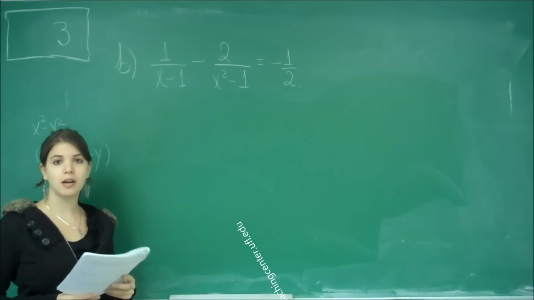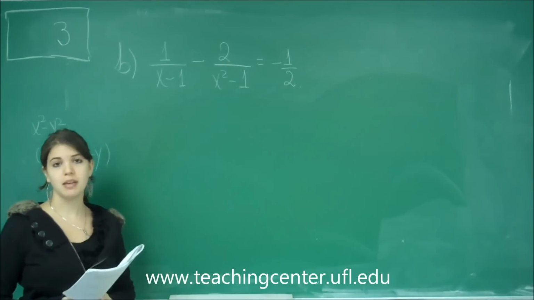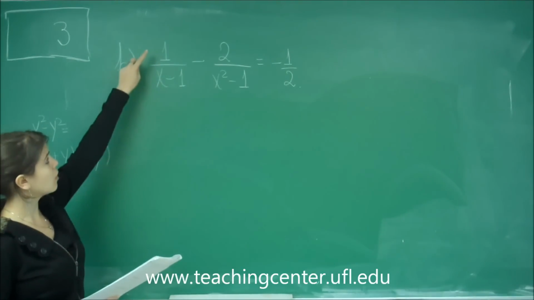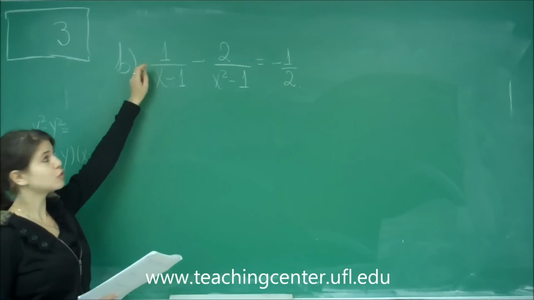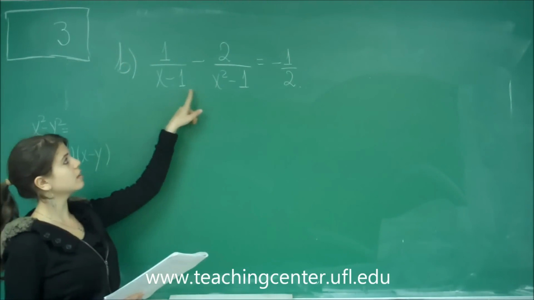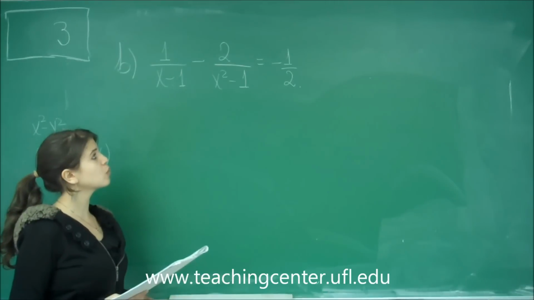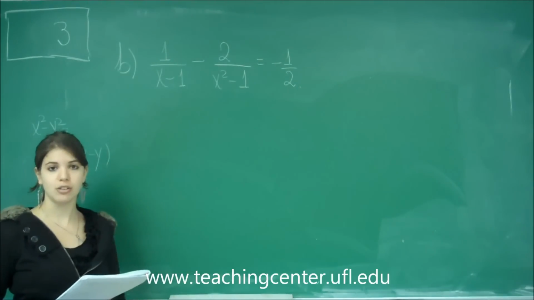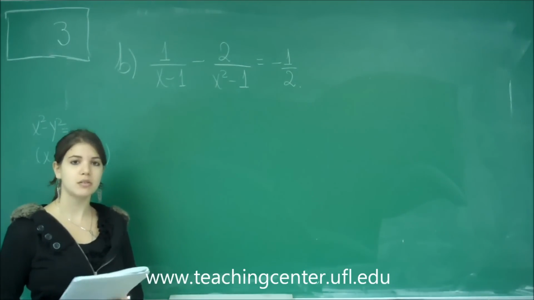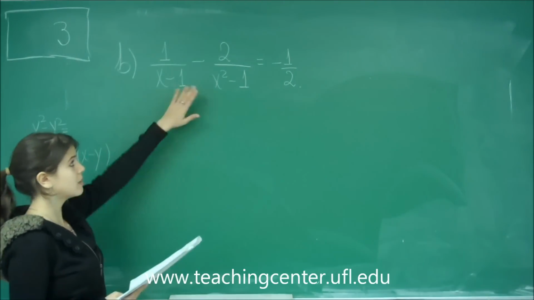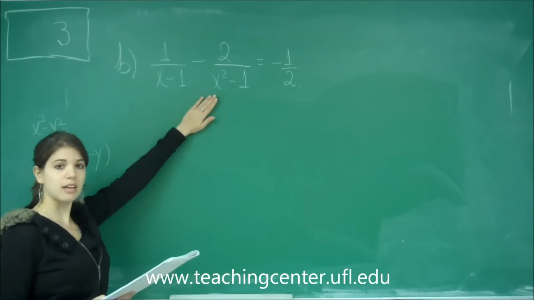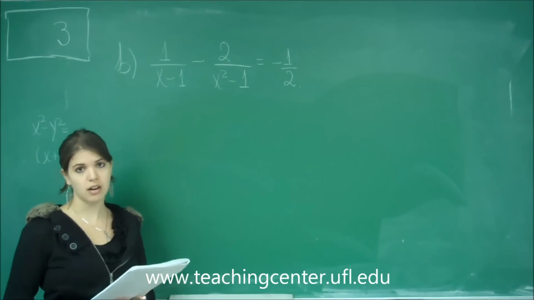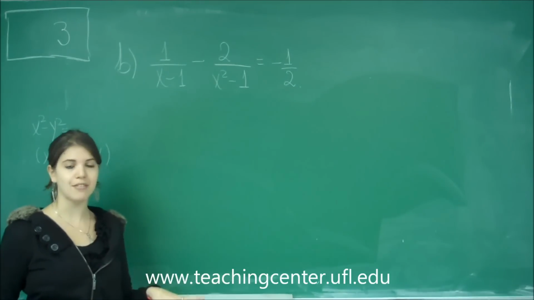This is question number 3B on the free response. It says, find all real solutions to 1 over x minus 1 minus 2 over x squared minus 1 equals negative 1/2. So finding all real solutions means we want to find solutions that, when we plug them back into the original equation, hold true, and also solutions that do not contain complex numbers, that is, solutions that don't have i.